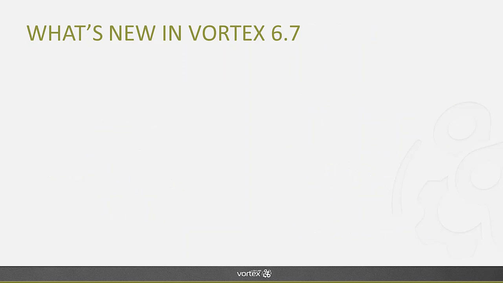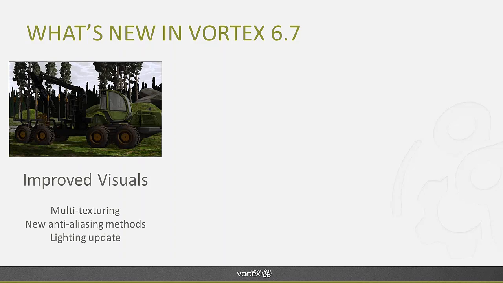Now, we continue on this series of improvements with Vortex 6.7. Vortex 6.7 again sees significant improvement to visuals. We're going to be showing you how we are leveraging investments done in Vortex 6.6 to enable multi-texturing and to add new anti-aliasing methods in Vortex. Vortex 6.7 also saw the rollout of new lighting engine, which will provide more realistic shadows.